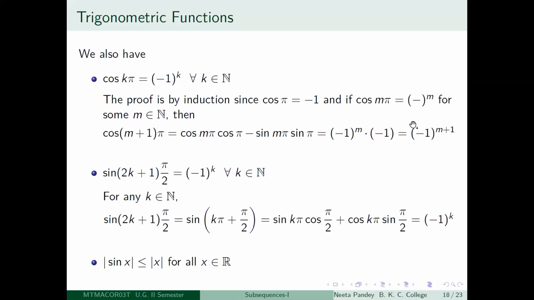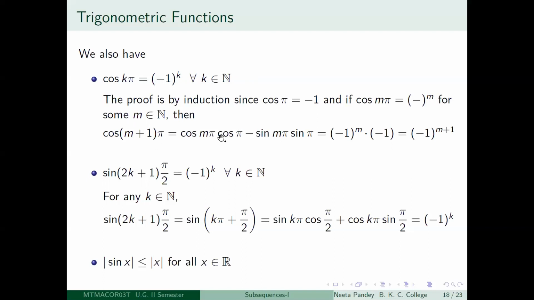Oh, there is a typo here. This is minus 1, right? And suppose that cos m pi is equal to minus 1 to the power m. Then what is cos (m plus 1) pi? We know by the addition formula, it becomes cos m pi cos pi minus sin m pi sin pi.